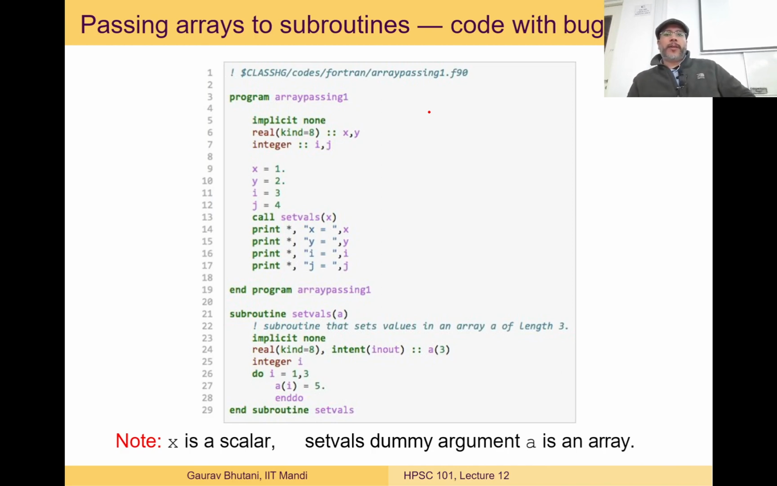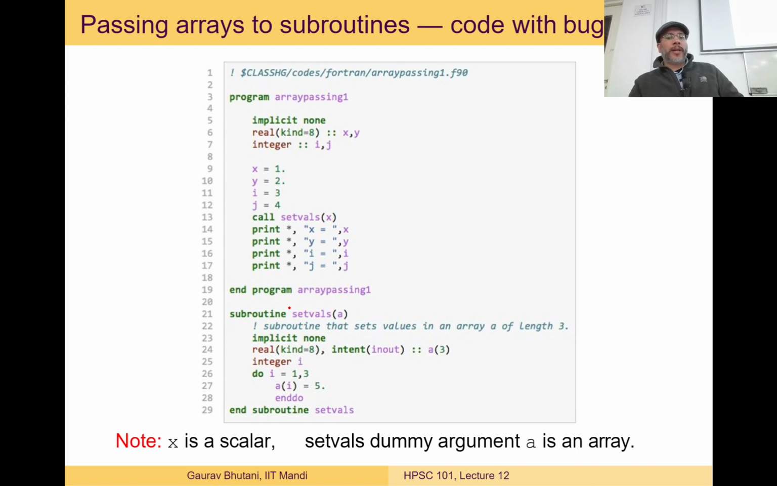So this code is again made available to you. It's called array passing 1.f90. There's a bug in the code. It has a subroutine called set vals. Let's look at the subroutine, line number 21 onwards.